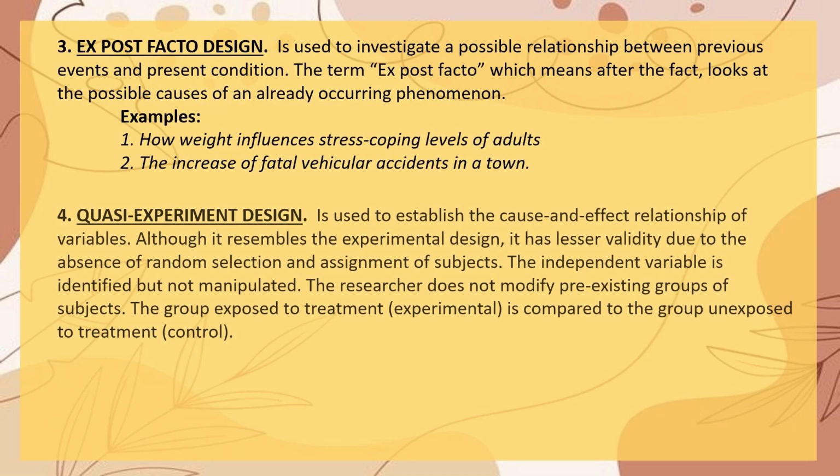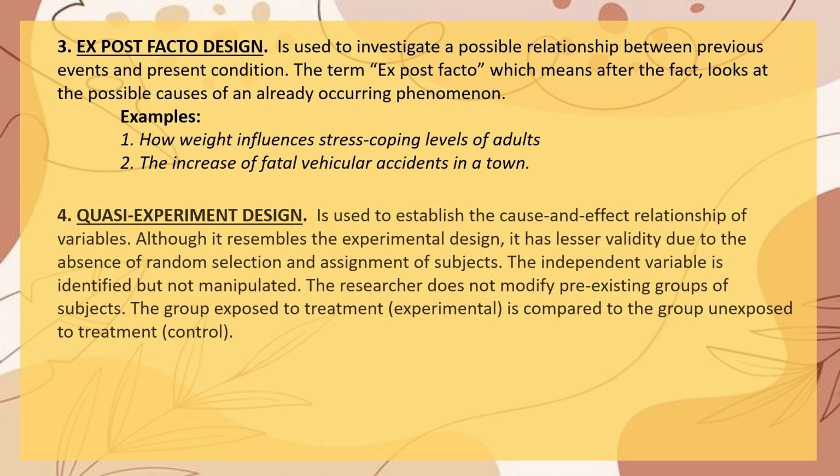The fourth design is the quasi-experiment. It is used to establish the cause and effect relationship of variables. Although it resembles the experimental design, it has lesser validity due to the absence of random selection and assignment of subjects. The independent variable is identified but not manipulated. The researcher does not modify pre-existing groups of subjects. The group exposed to treatment, or the experimental, is compared to the group unexposed to treatment or the control.